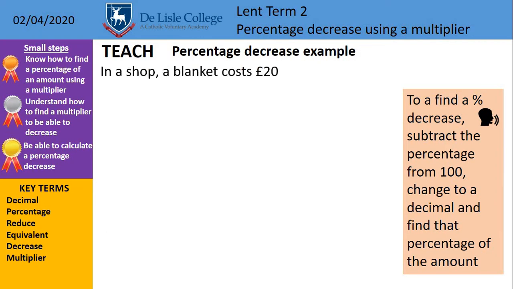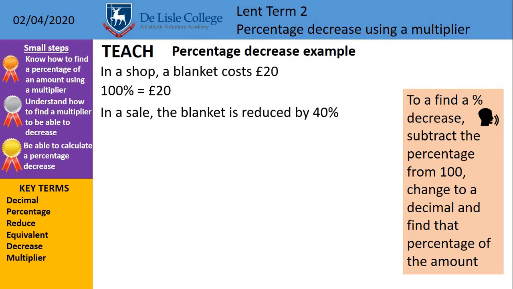In a shop, a blanket costs £20. So 100% of the amount is that £20. Now here's the question. In a sale, the blanket is reduced by 40%. This means we're going to take the original amount of 100% and reduce it by 40%. Remember, reduce means to subtract, to get smaller. So we're going to take 40% off this original amount. So it ends up that we want to work out what 60% of the original amount is.